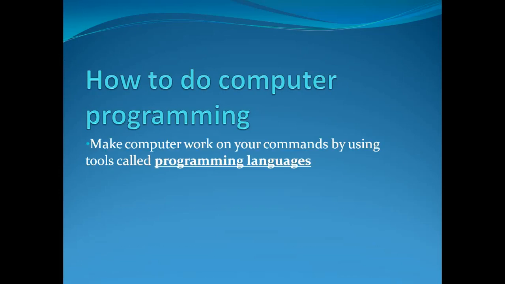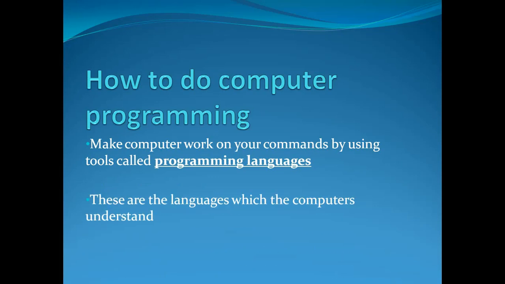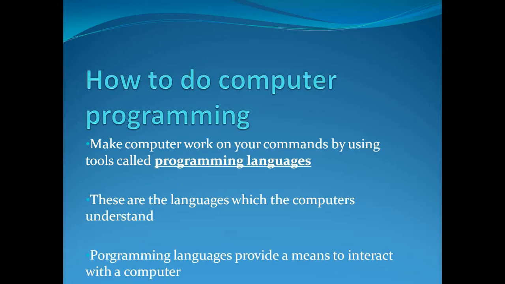Now, one would want to know how to do computer programming. You can do computer programming by using tools called programming languages. Programming languages are the languages which computers understand. They provide a means to interact with the computer.